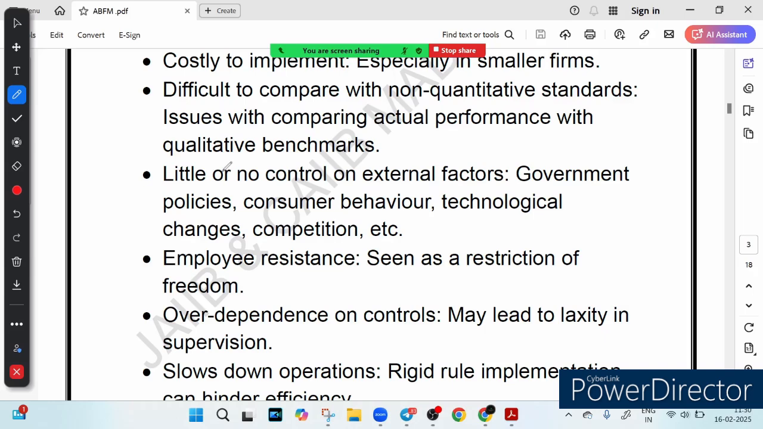Now the third point is that there is no control over external factors. Even the best business plan can't control government policies, consumer behavior, changing customer preference, new technology or tough competition. Sometimes you just have to adapt, right? So there is limited or no control over external factors. This is one of the major limitations.